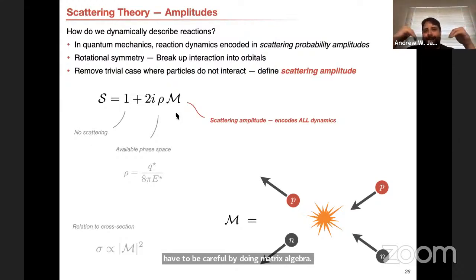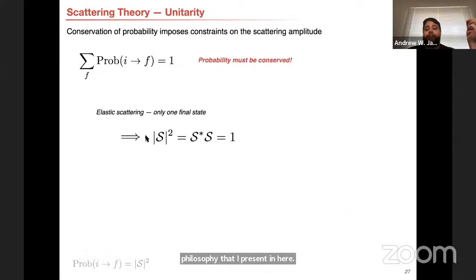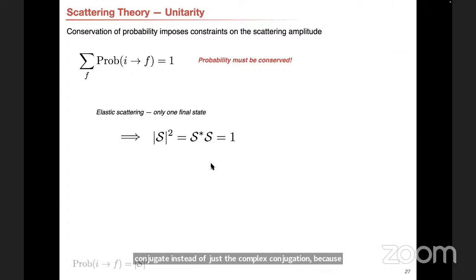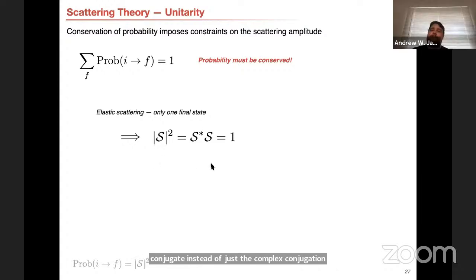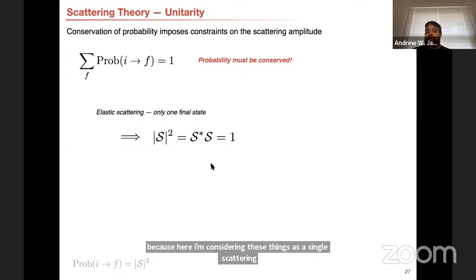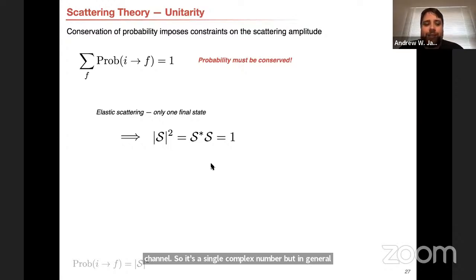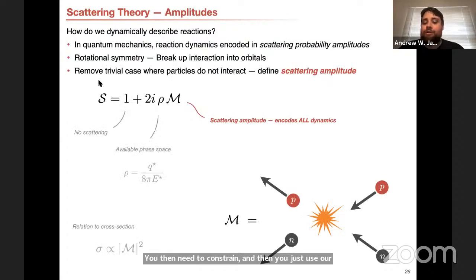The philosophy is the same. It's the same philosophy that I presented here. It's just you get some technical details of treating these things as matrices. So here, instead of having this simple relation, it would be a matrix product with the Hermitian conjugate instead of just the complex conjugation. Because here I'm considering these things as a single scattering channel, so it's a single complex number. But in general, it's a matrix of complex numbers you then need to constrain, and then you just use your techniques from linear algebra. The principle is very much the same. You just now need to deal with matrices and deal with them properly.